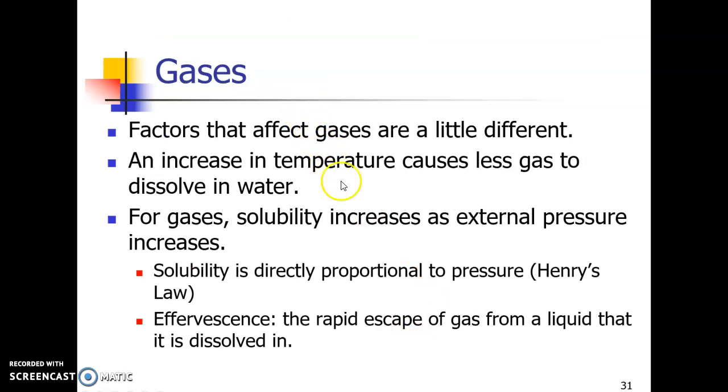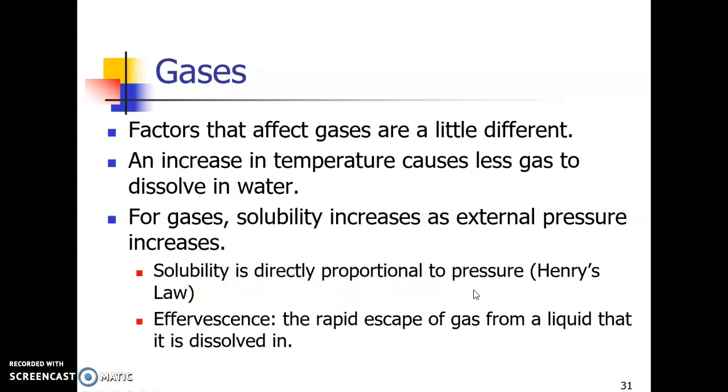So for gases, increase in temperature causes less gas to dissolve in the water. Another example of that is fish kills, which can happen when temperatures get too high, because that lowers the dissolved oxygen content in the water. Also for gases, solubility increases as external pressure increases. Henry's law says that solubility of a gas is directly proportional to pressure.